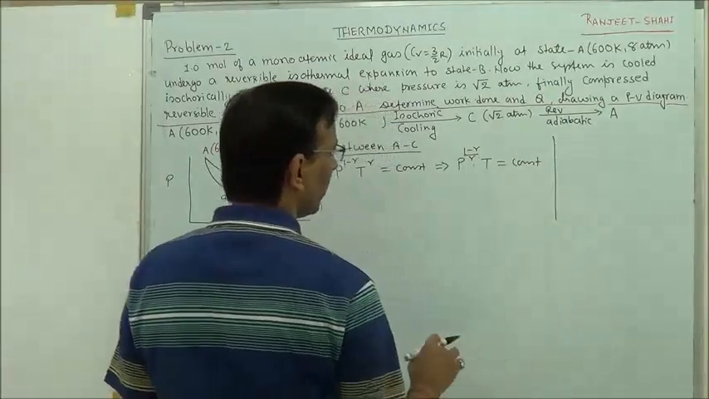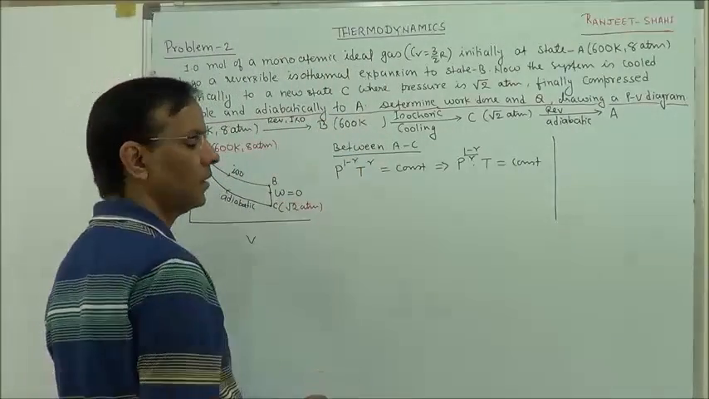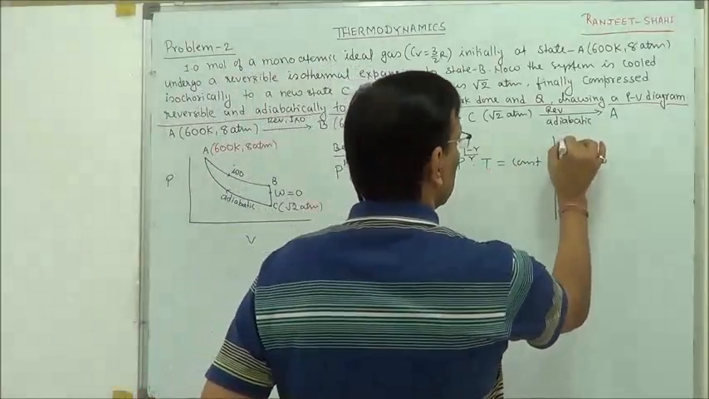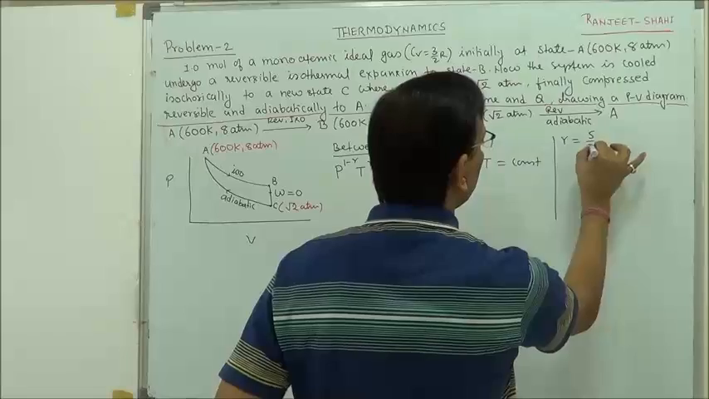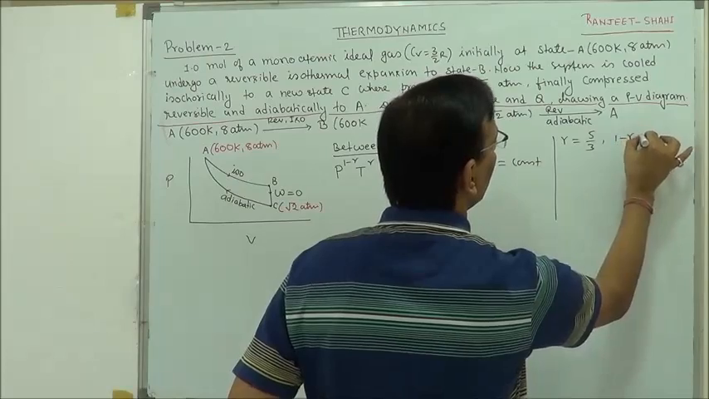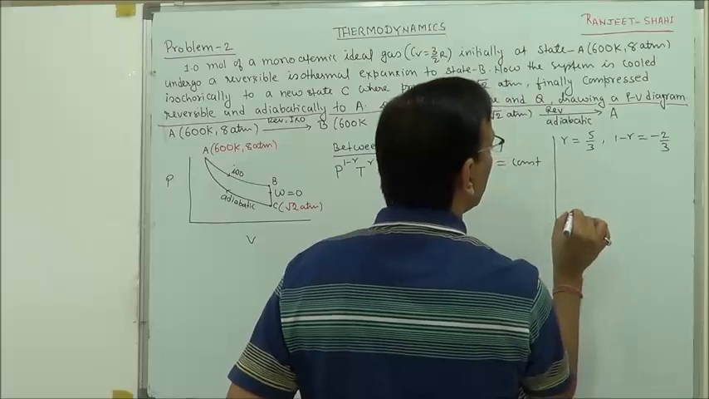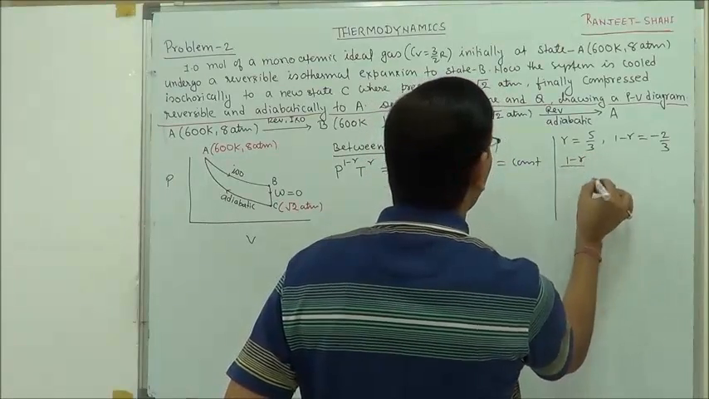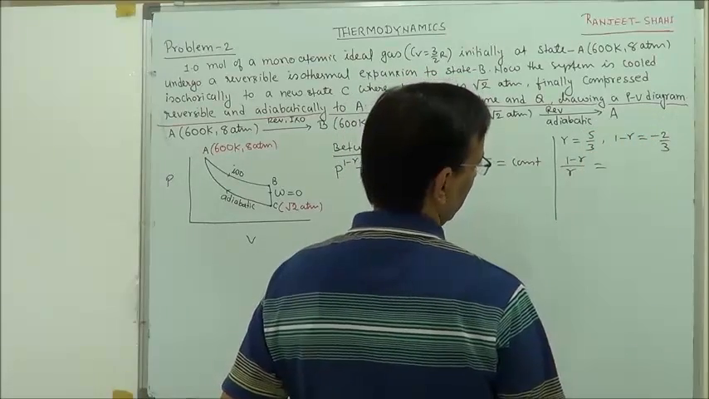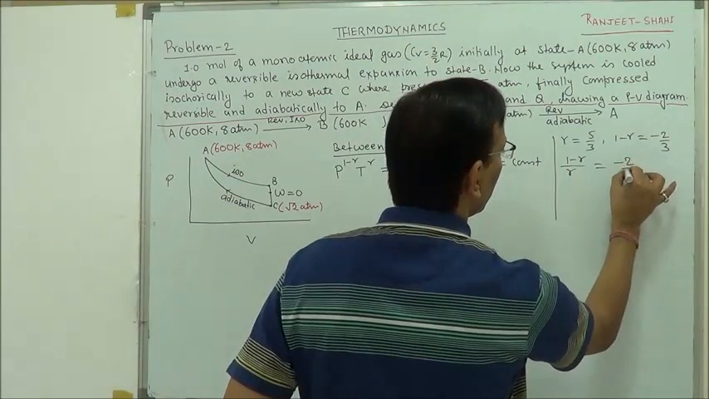Now let us solve first (1 minus gamma) upon gamma. Since the gas is monoatomic, gamma will be 5 by 3. So 1 minus gamma will be 1 minus 5 by 3, so minus 2 by 3. So (1 minus gamma) upon gamma will be minus 2 by 3 divided by 5 by 3. So it will be minus 2 upon 5.